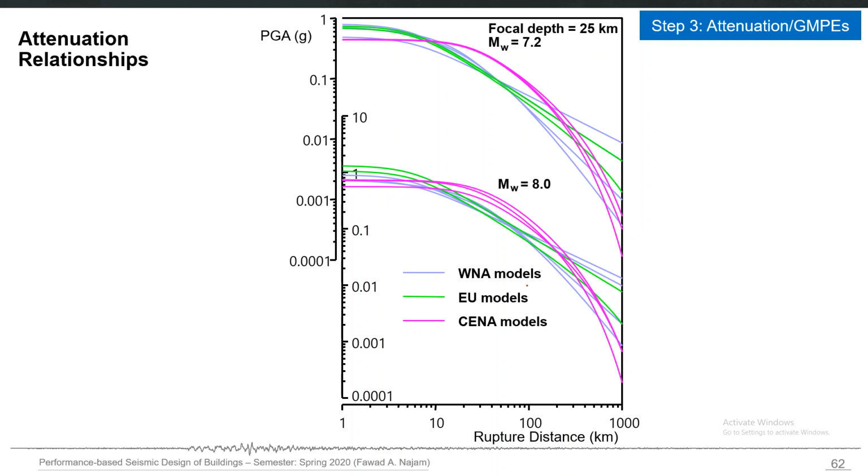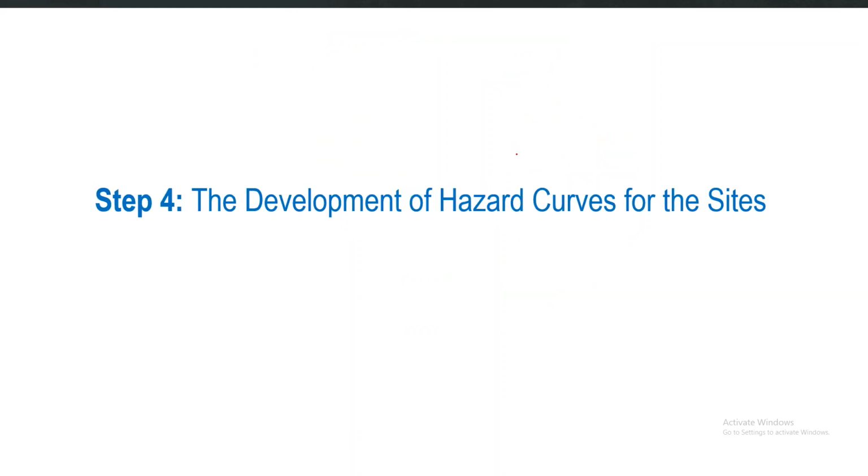So for example, here you can see three different ground motion prediction equations, or attenuation models, for two different magnitudes. You can see the attenuation of the peak ground acceleration with increasing rupture distance. So this is an actual example of ground motion prediction equations. For different magnitudes, focal mechanisms, and site classes, the effect will be incorporated in the GMP equations. The last step is the development of the hazard curves for the site.